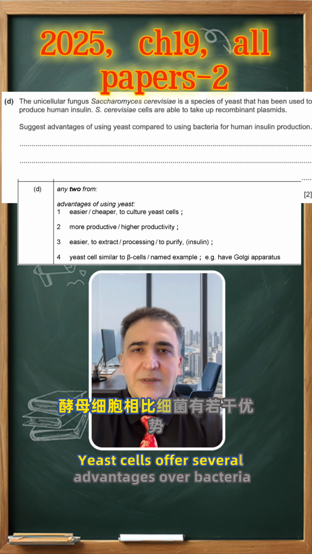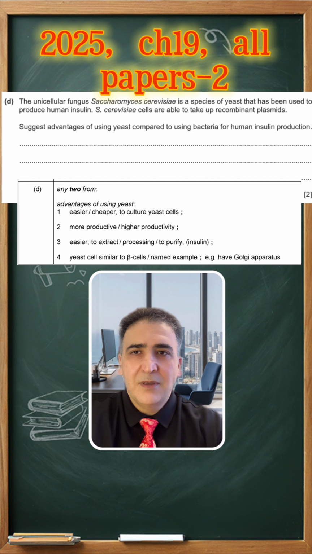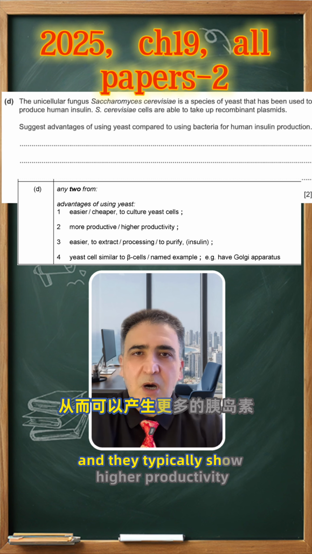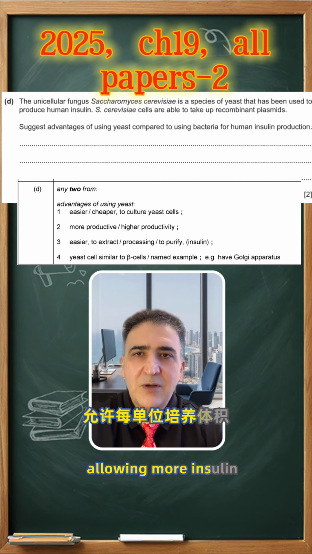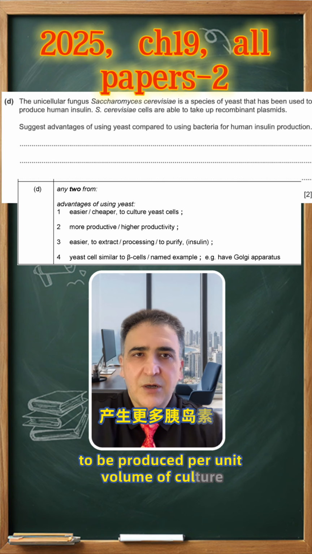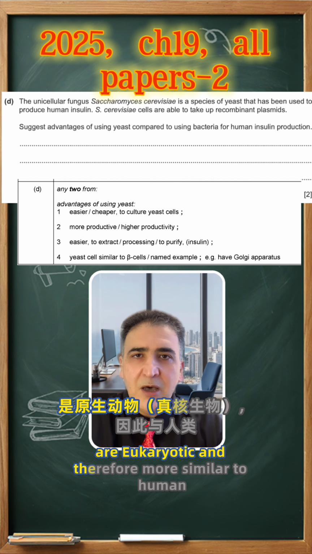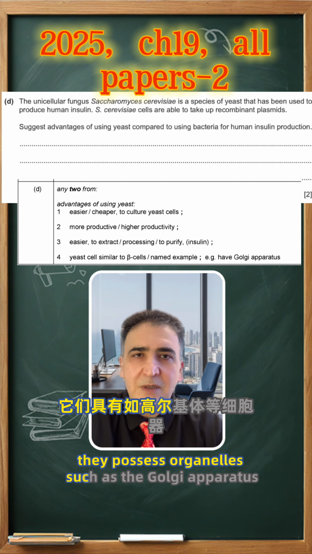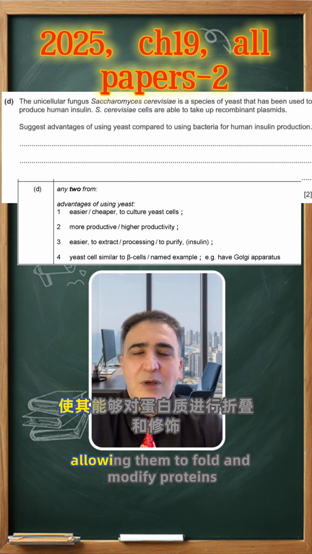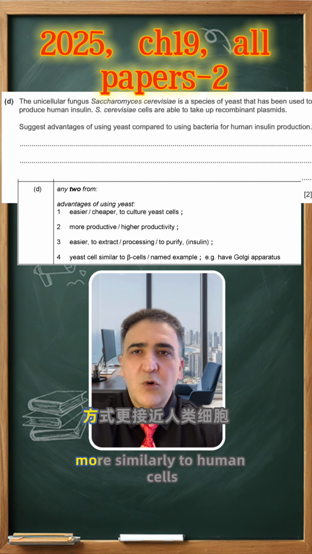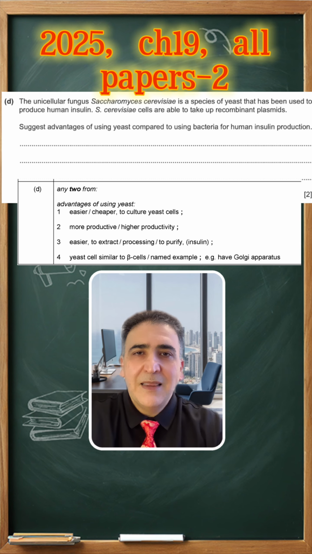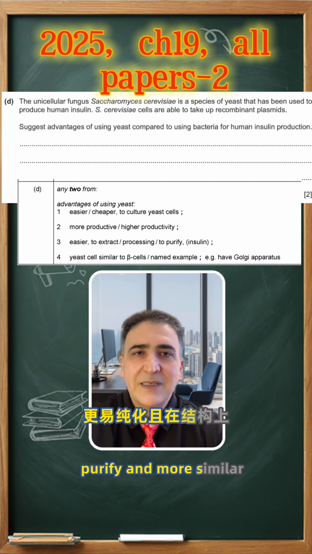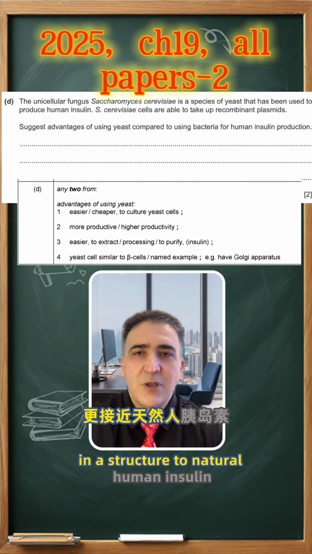Yeast cells offer several advantages over bacteria. They are easier and often cheaper to culture on a large scale, and they typically show higher productivity, allowing more insulin to be produced per unit volume of culture. Yeast cells are eukaryotic and therefore more similar to human beta cells. They possess organelles such as the Golgi apparatus, allowing them to fold and modify proteins more similarly to human cells. This can produce insulin that is easier to extract, purify, and more similar in structure to natural human insulin.